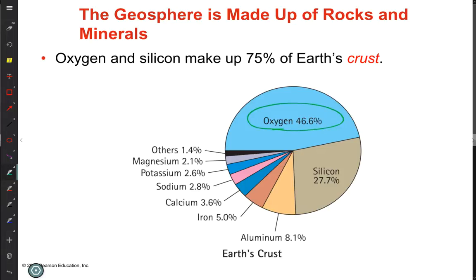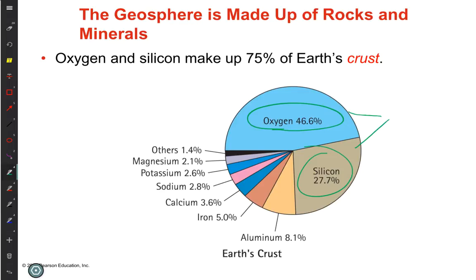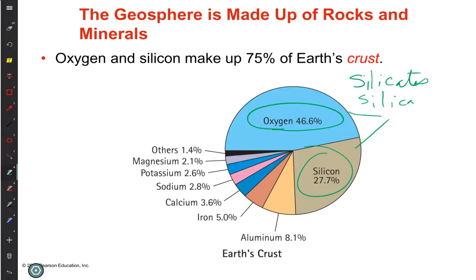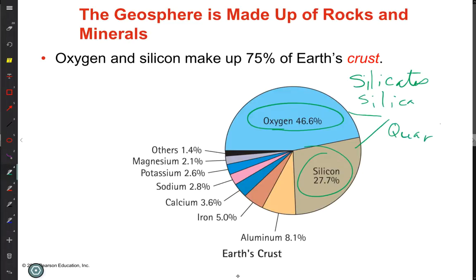46.6% of the elements in the crust of the Earth is oxygen, 27.7% silicon. So when we look at rocks, our rocks are very much composed of oxygen and silicon. Anybody know what we call oxygen and silicon? Silicates or silica. Silica is a specific formula. Silicates are things made of silicon, oxygen compounds, or the most common word you might know, quartz. That stuff's everywhere. What's sand?